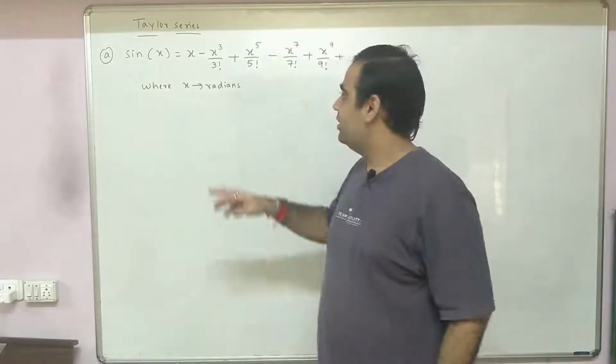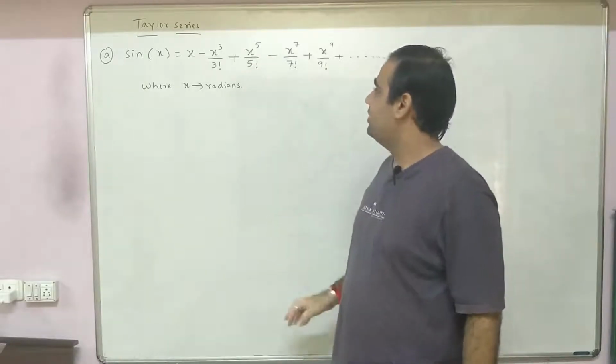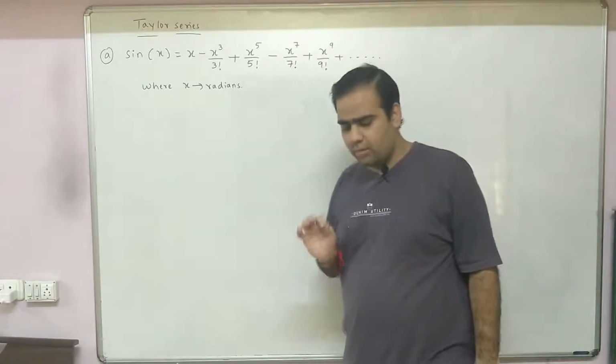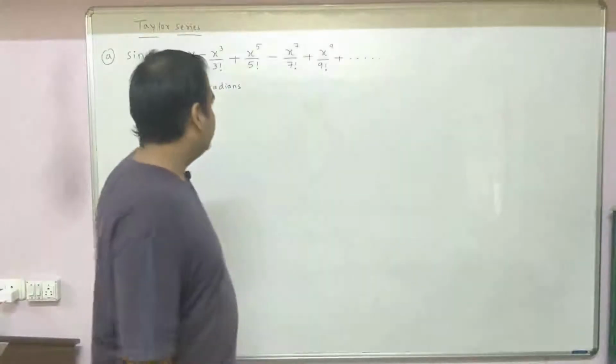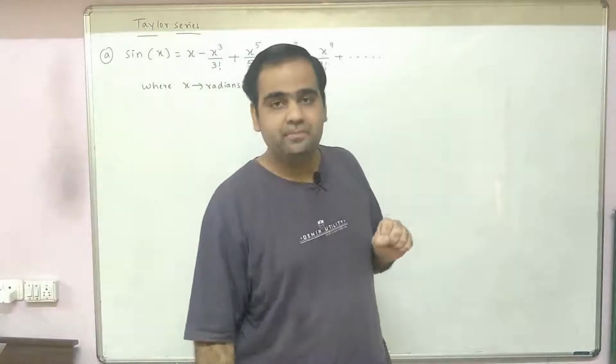Now sine of x is equal to x minus x cube by 3 factorial plus x raised to 5 by 5 factorial minus x raised to 7 by 7 factorial and so on up to infinity. It is an infinite series. And the value of x is in radians.